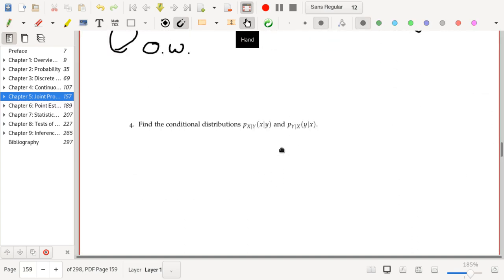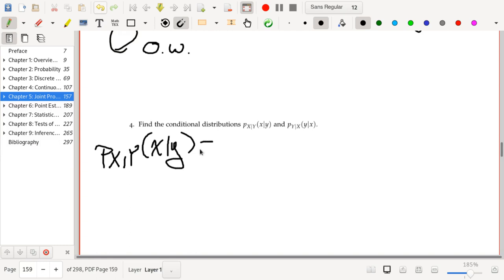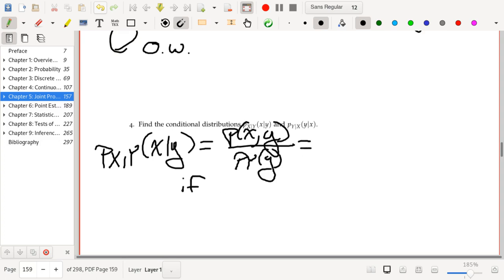Alright, next up. Find the conditional distributions p(x given y) and p(y given x). For p(x given y), this is going to be the joint probability mass function divided by the marginal probability mass function for y, which is, well, if y is a number between 1 and 2. We should really only condition on events with positive probability.